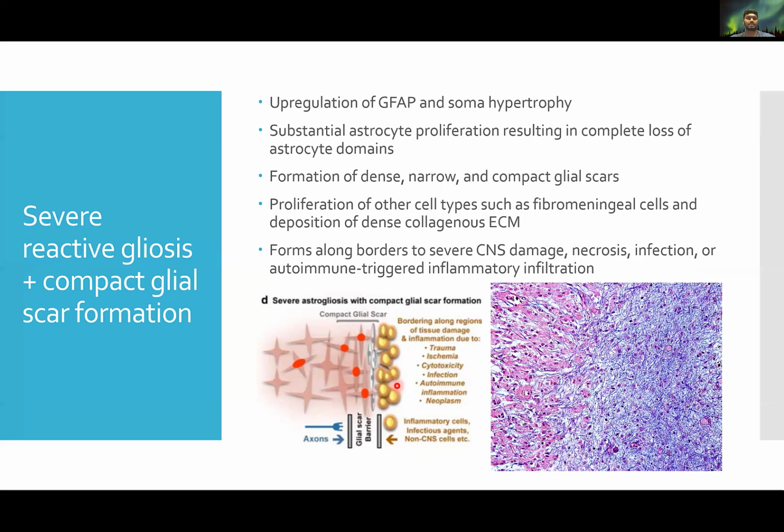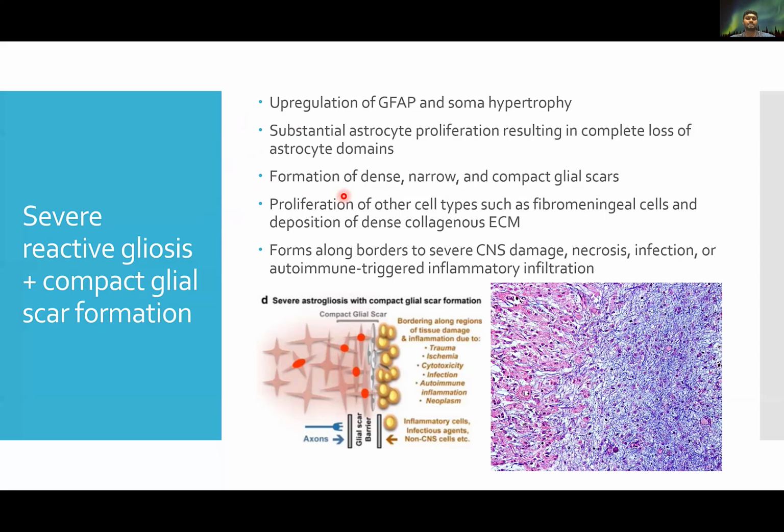So I really hope that these pictures cemented the idea of the morphological changes of these astrocytes. There's another stage wherein there's severe reactive gliosis, as in the previous, but there's an added component of compact glial scar formation. So again, there's further upregulation in GFAP, soma hypertrophy, and substantial astrocyte proliferation, so that now there is no visible astrocytic domain. Even in the severe reactive gliosis, we can still see some areas that were a little bit differentiable, but in this stage, there is very little. There is complete obliteration of these astrocyte domains, and this glial scar formation.